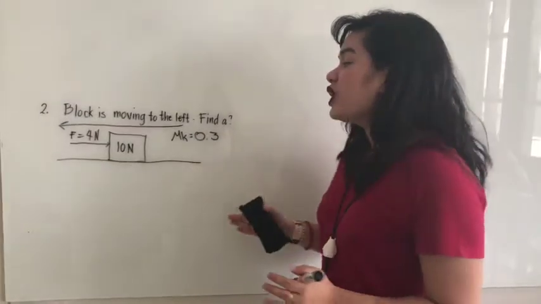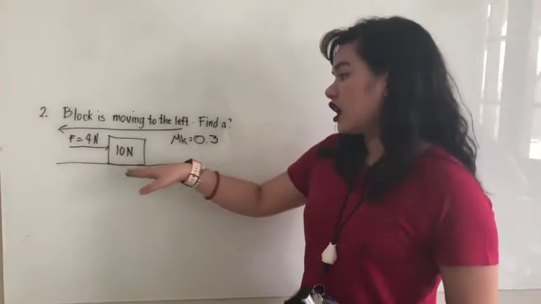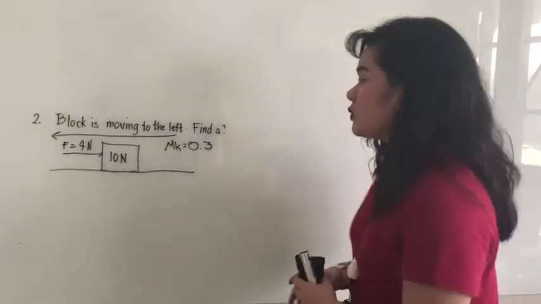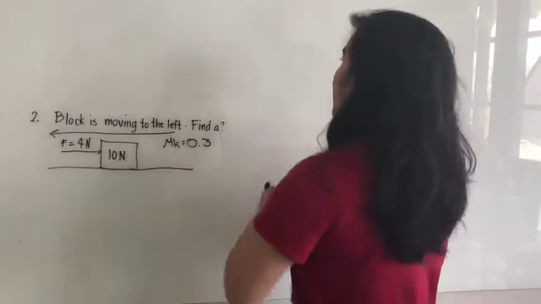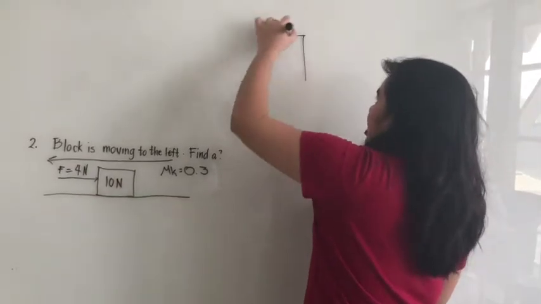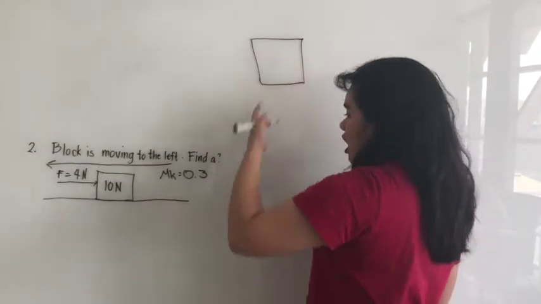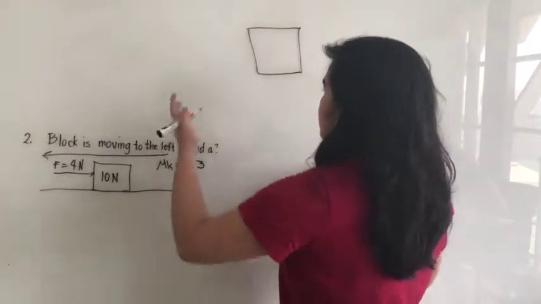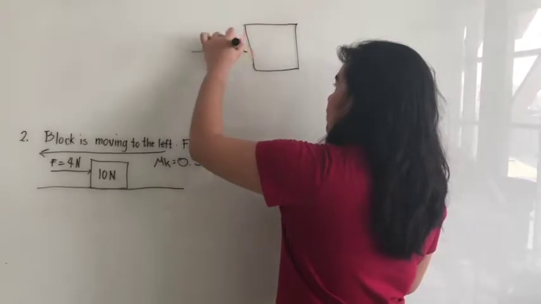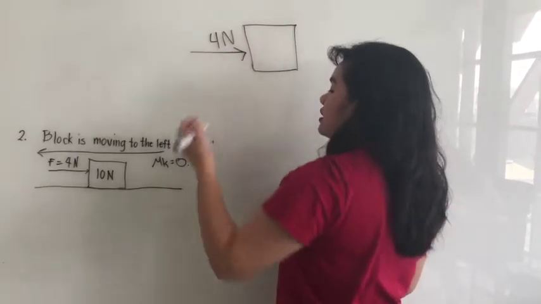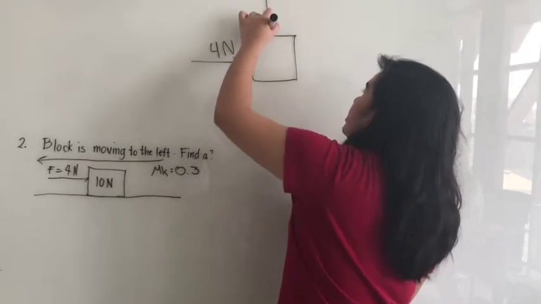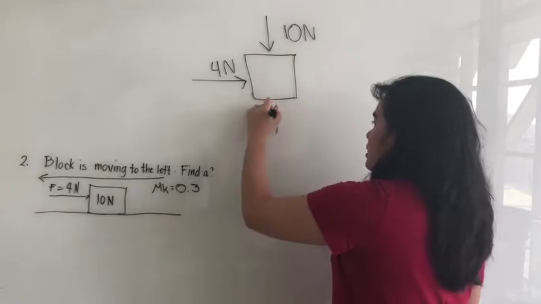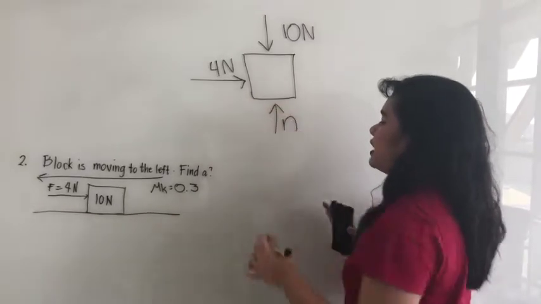So now, in our next example, we have a block that is moving to the left, and what we need to find is its acceleration. As we said before, the first thing we are going to do is draw its isolated body diagram, which is the block, and we need to enumerate the external forces acting upon it. The first one is the push or pull, so we have 4 Newtons. The next is the weight. Since it is already in Newtons, we have 10 here. And then the normal force n and the friction.